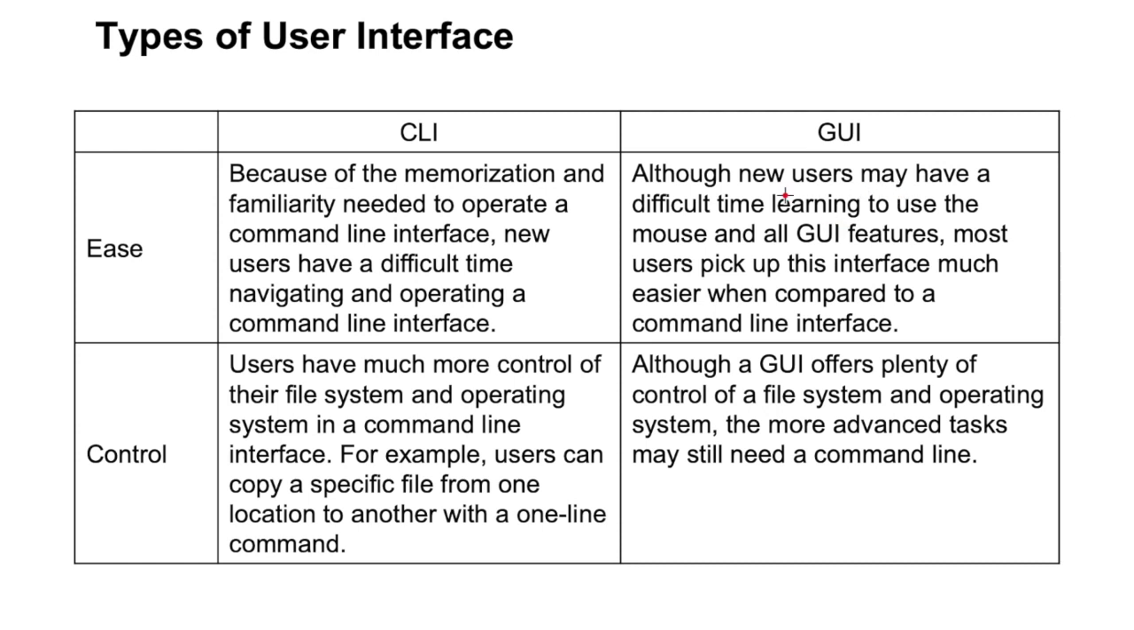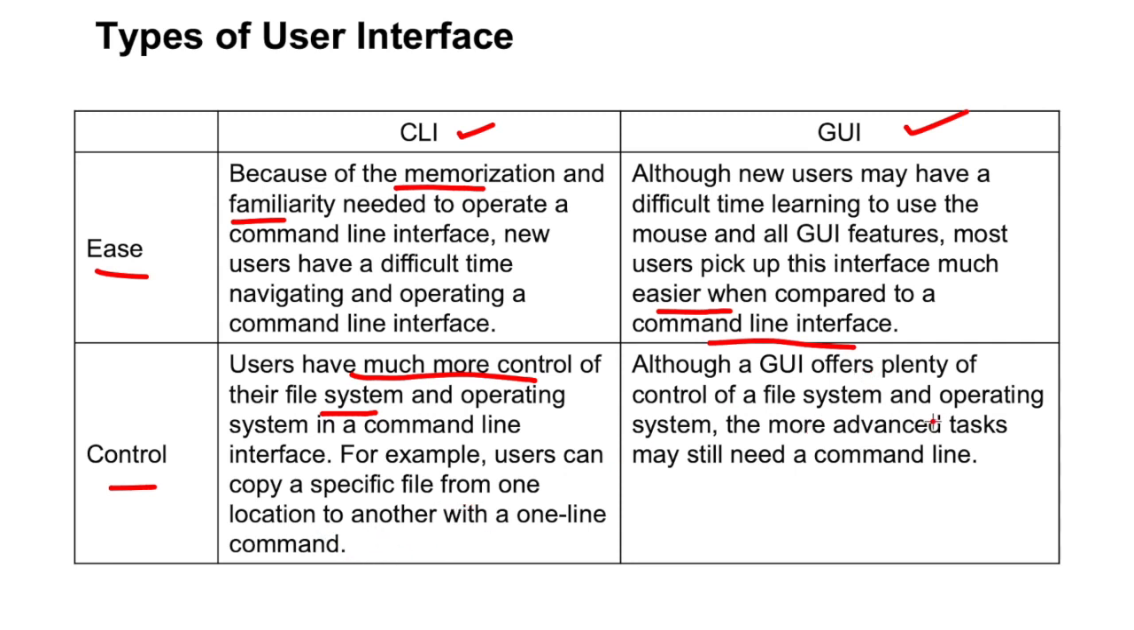Types of user interface: we have already seen the command line interface and the graphical user interface. There could be a difference between ease and control. In terms of ease, the command line is not much easy because you need a lot of memorization and familiarity. But the graphical user interface is much easier as compared to the command line interface. In terms of control, users have much more control over their file system. For example, users can copy a specific file from one location to another file location.